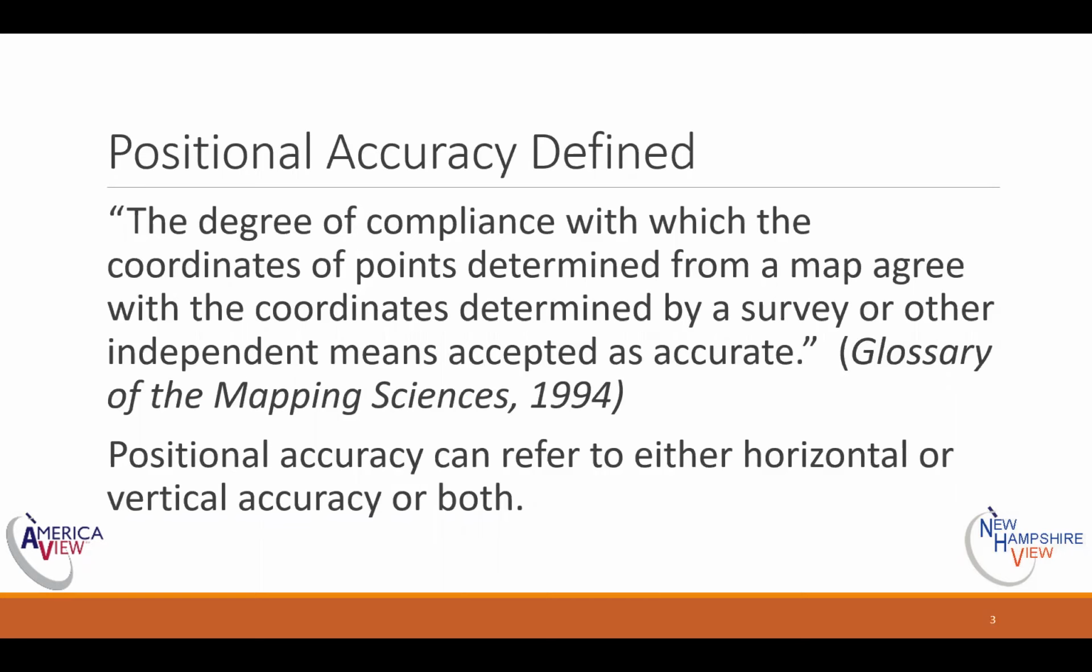So we assume that that reference data that we're going to compare our map to is of higher accuracy than the map itself. Okay. So positional accuracy can be done either in the horizontal, which is the XY direction, right? Or it can be done in the vertical direction, the elevation, if you will. Or it can be done for all three coordinates, X, Y, and Z.